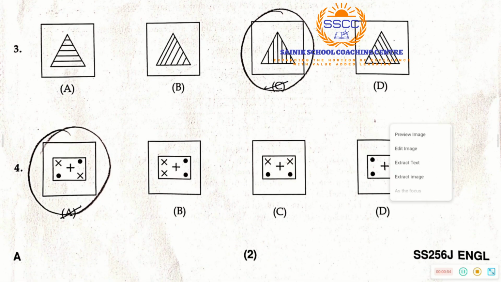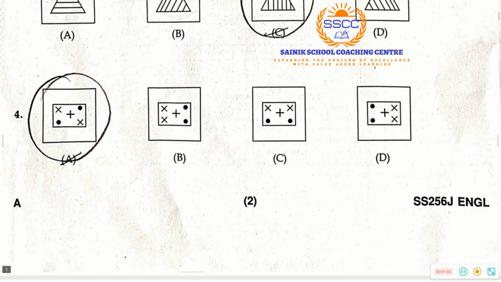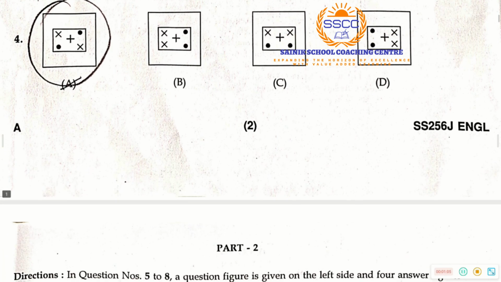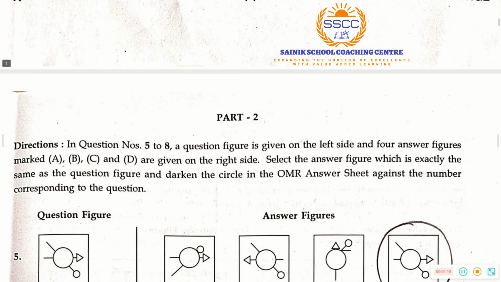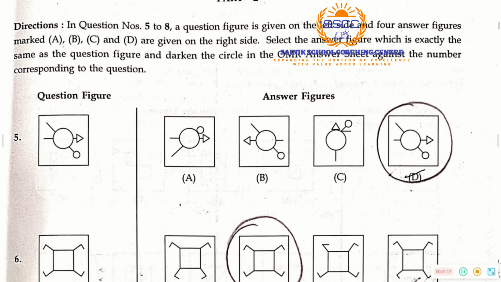Next one, the third question, the odd one out is option C. Next one, the fourth question has option A. Rest all the other options have the multiplication sign and the dot sign side by side, wherein these are diagonally opposite.